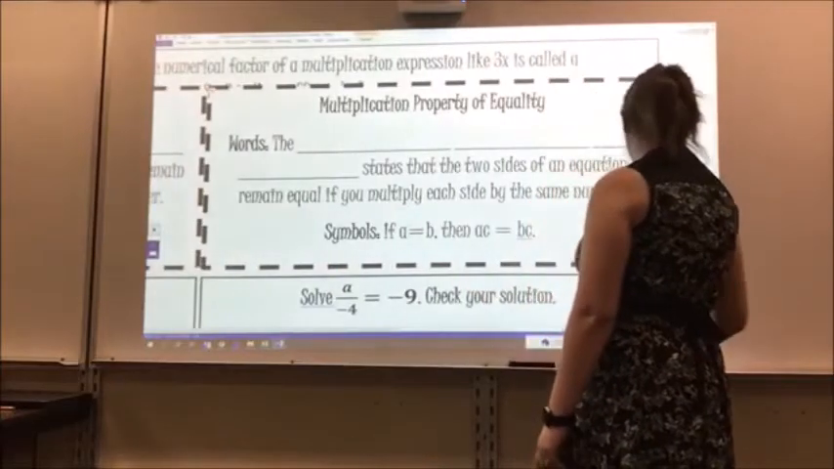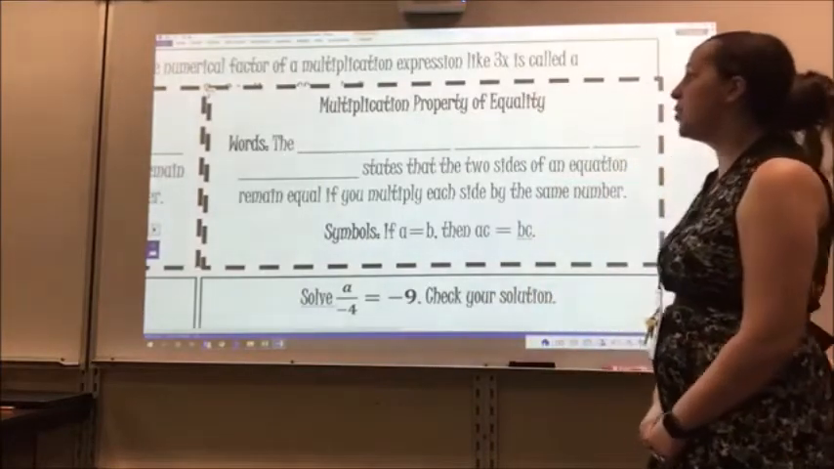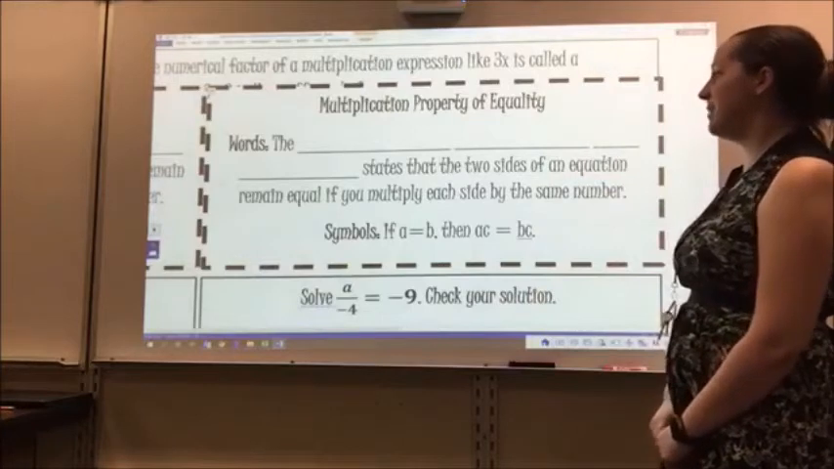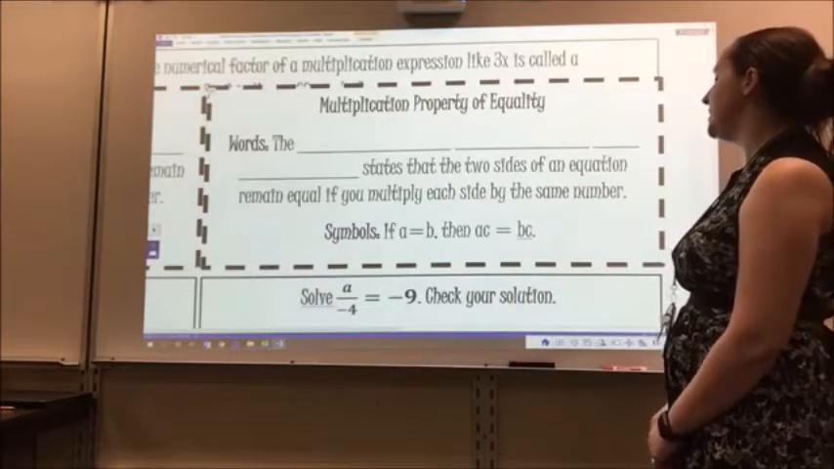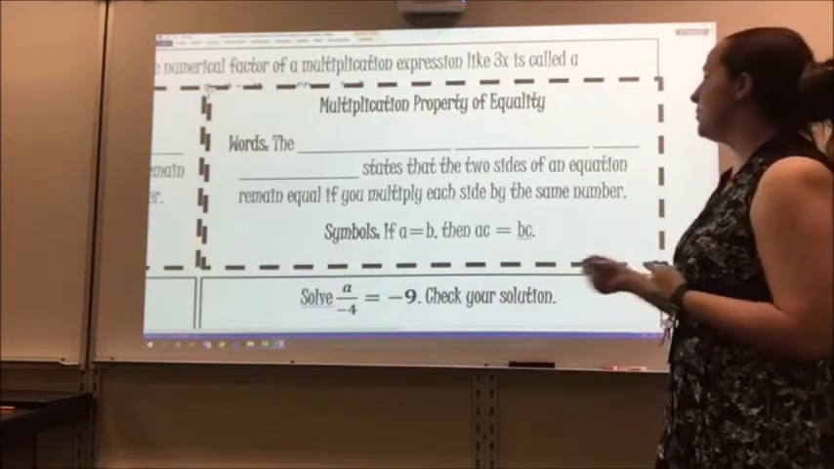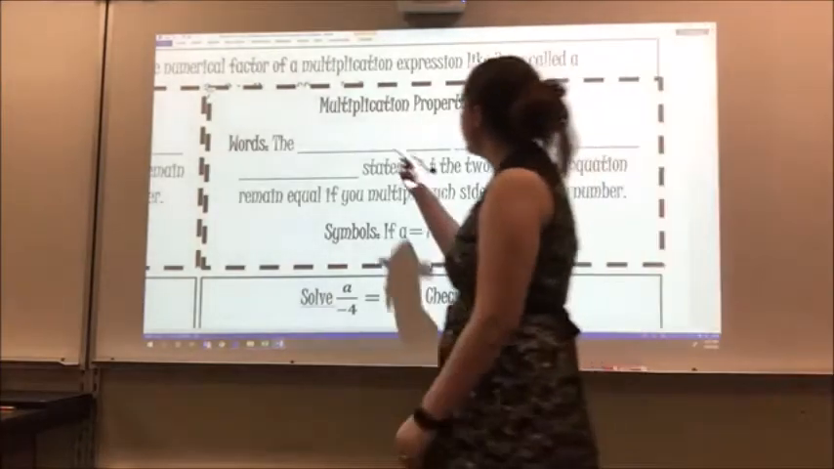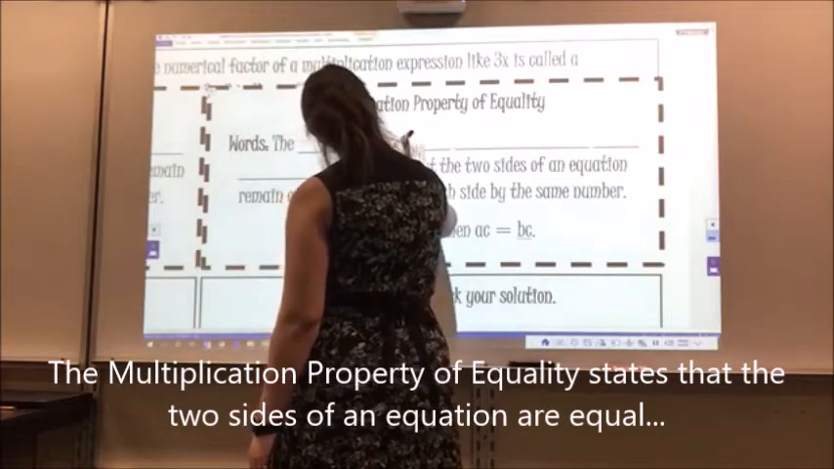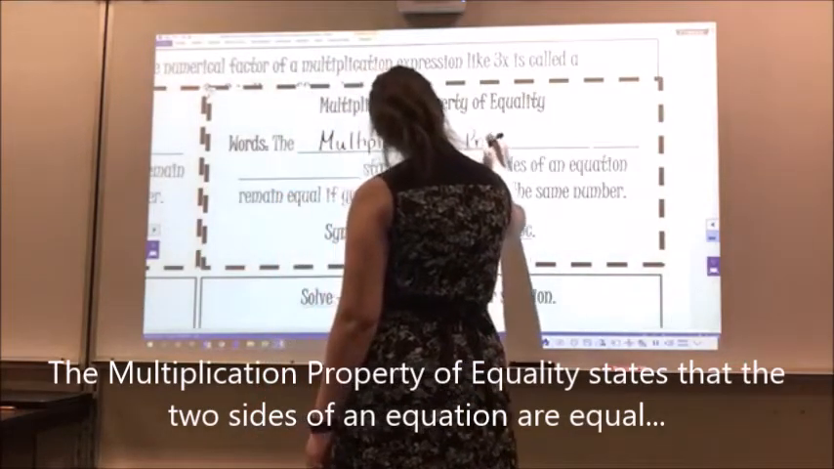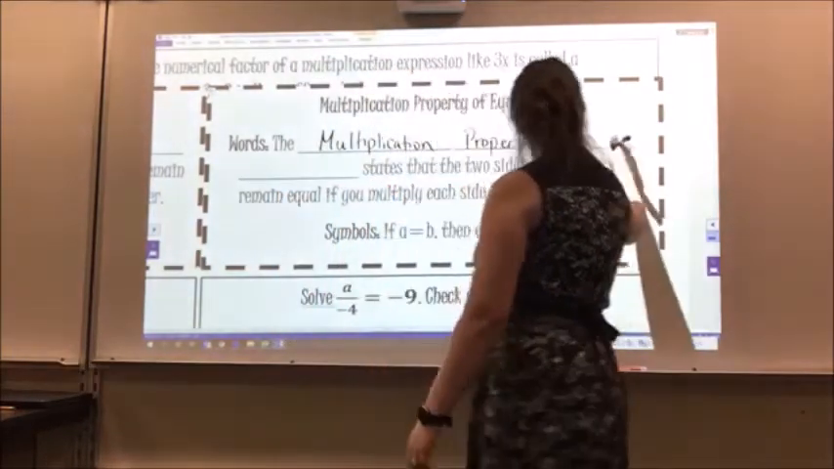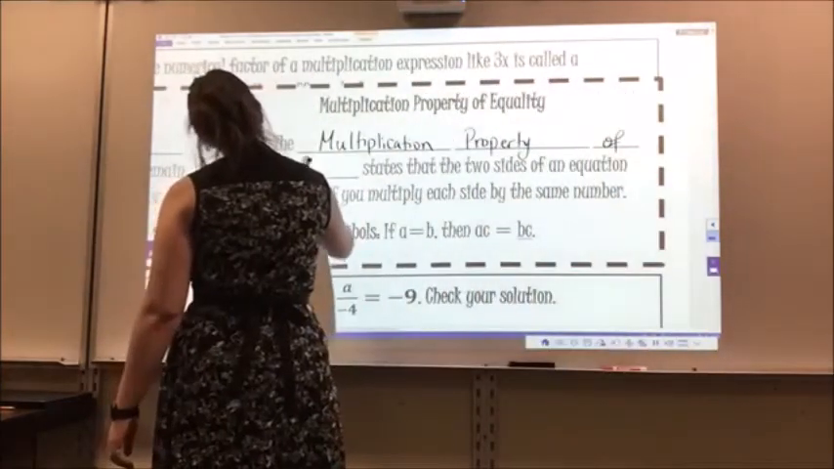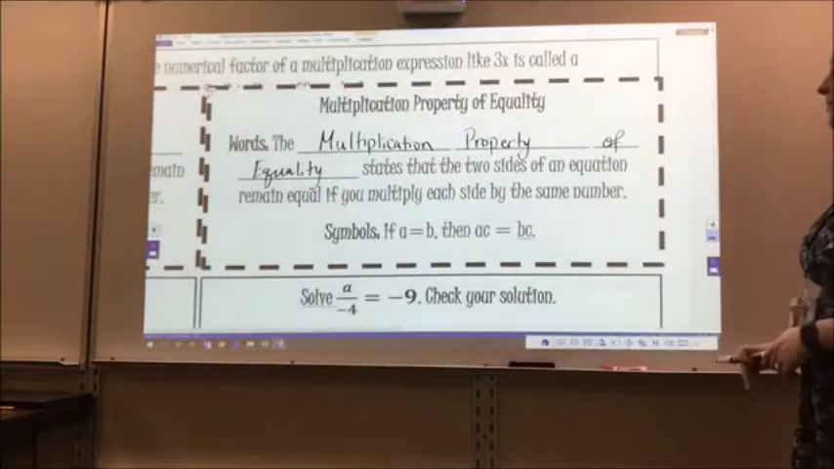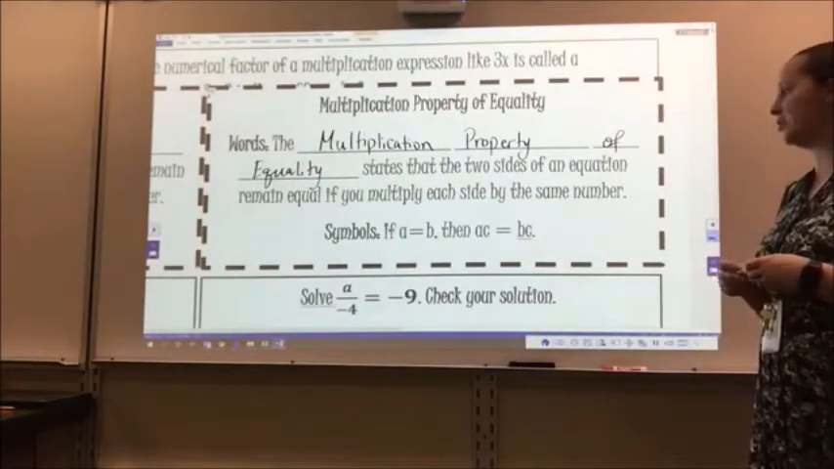Okay, very similarly, we have the multiplication property of equality. The blank, blank, blank, blank states that the two sides of an equation remain equal if you multiply each side by the same number. In those blanks, you're going to put multiplication property of equality. So the multiplication property of equality states that the two sides of an equation remain equal if you multiply each side by the same number.